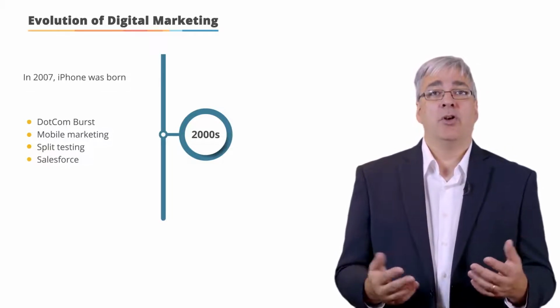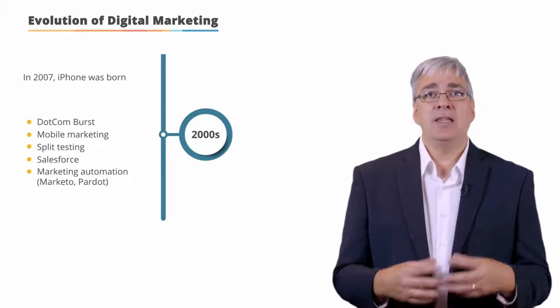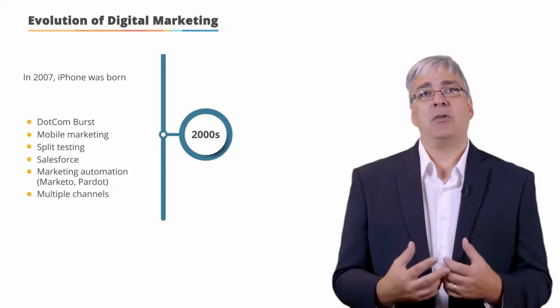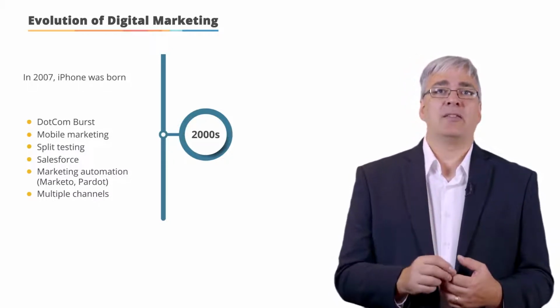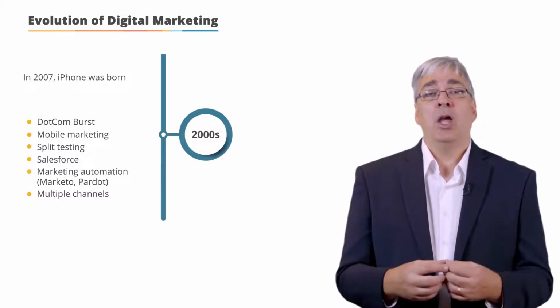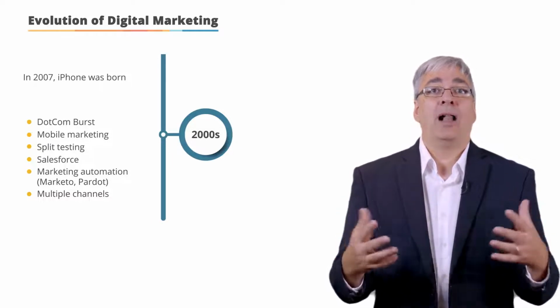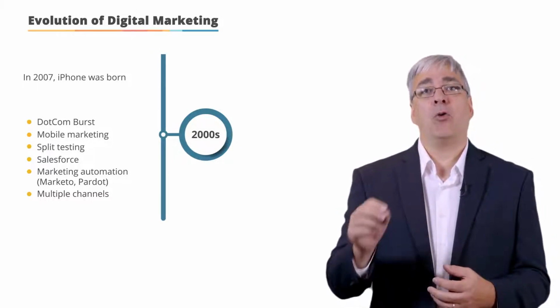Marketing automation from Salesforce, Marketo, Pardot, and others enabled marketers to launch multi-channel campaigns, segment their audiences, and serve up highly personalized content. It was an attempt to gain control over what some experts dubbed the Wild West. Those were the first technologies built by marketers for marketers.